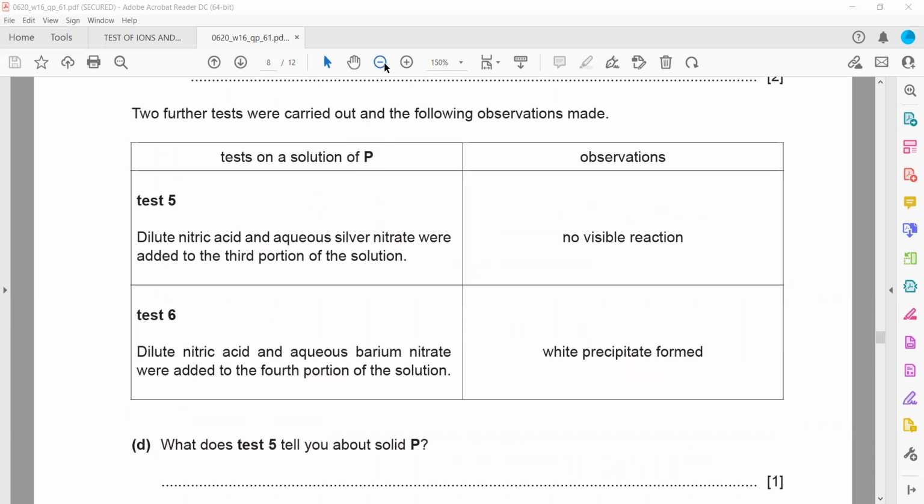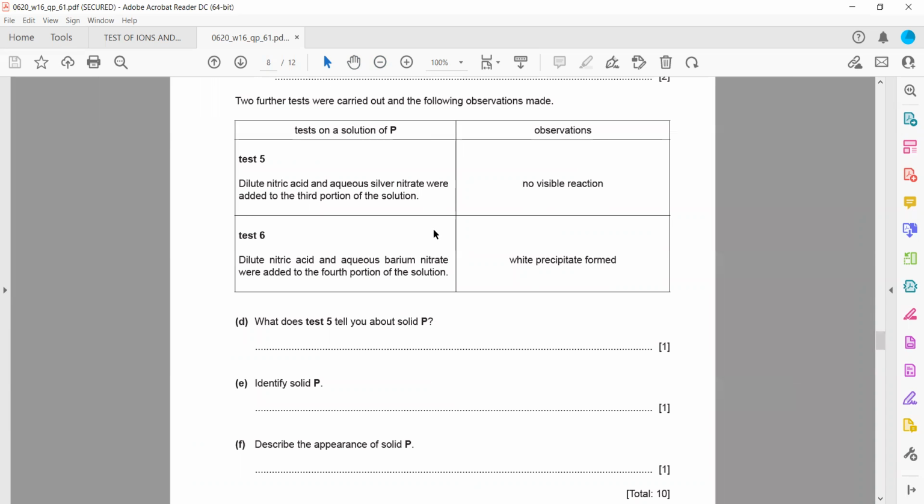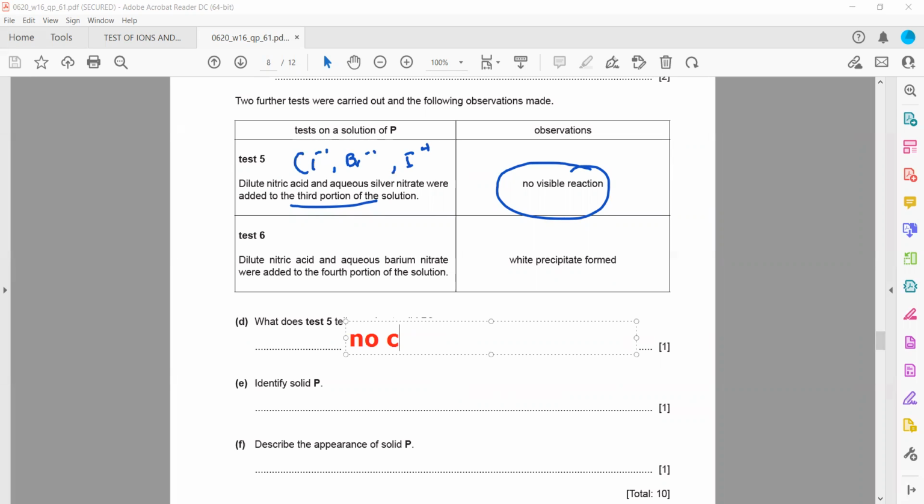Then 2 further tests were carried out with the following observations made. Test on solution P: nitric acid followed by silver nitrate to a third portion, and no visible change. So if we don't observe any visible change, what can we say about this? We can say that this salt does not contain any halide. There is no chloride ion, no bromide ion, and no iodide ion. So test 5 indicates that there is no halide.